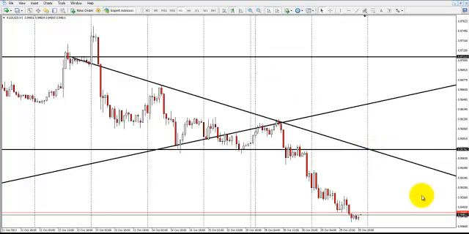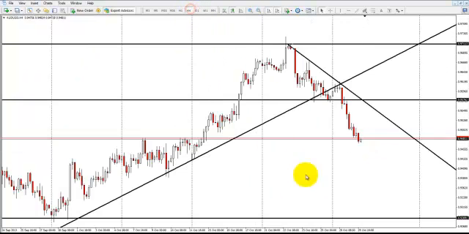So overall right now, I'm looking for sell opportunities, but later in the future, a buying opportunity once price gets over here, and possibly a break of this trend line on the 4-hour standpoint.